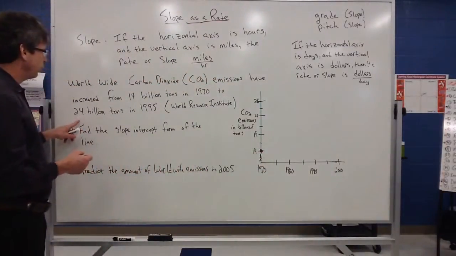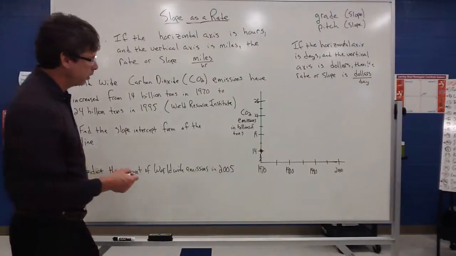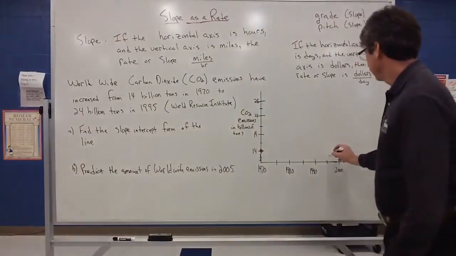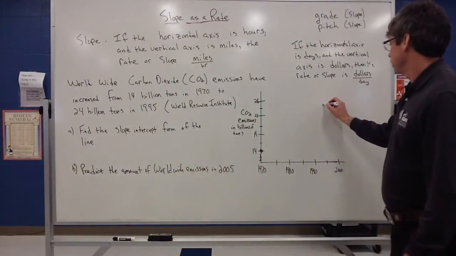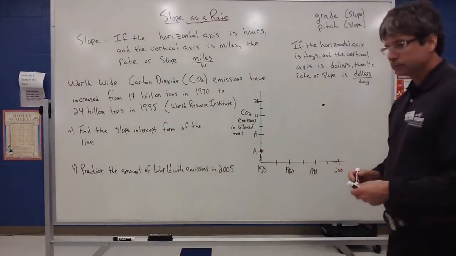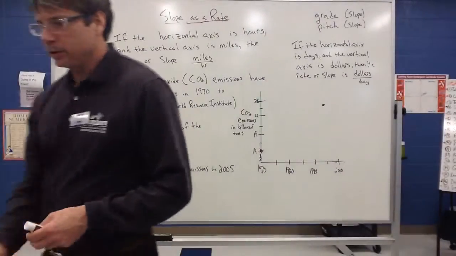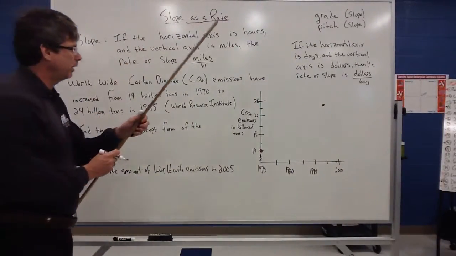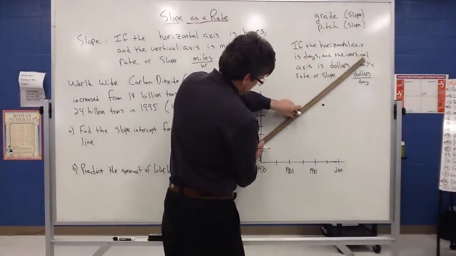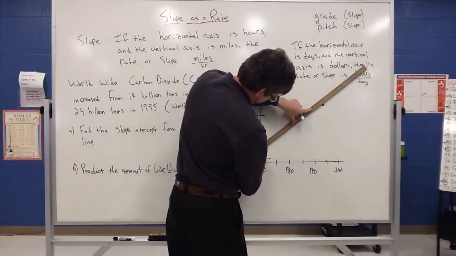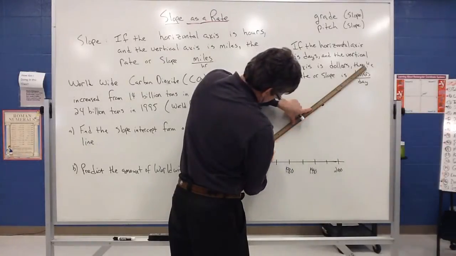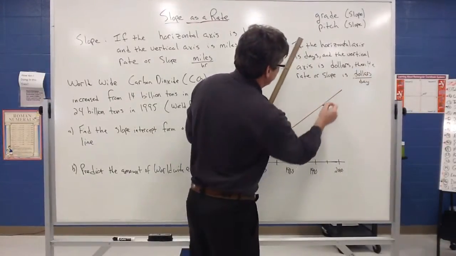And then there's 24 billion tons in 1995. So if I go out to 1995, I can go up to 24 billion tons, up to that spot. Now what I could do is sketch out a line and say that this is actually going to be a linear concept. Let's say it's linear. We would have some type of graph like this. So there would be my sketch.